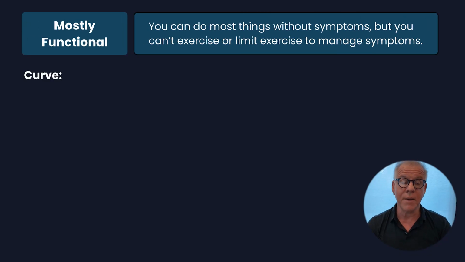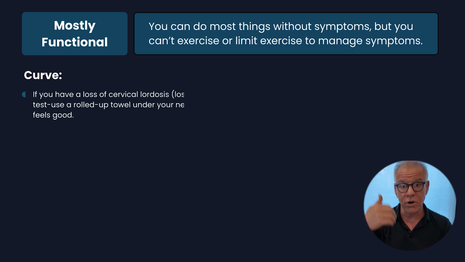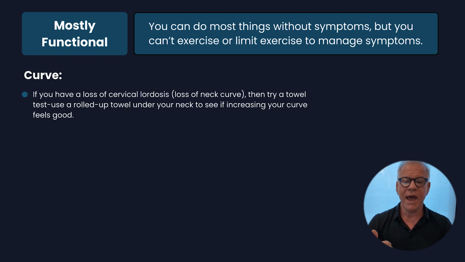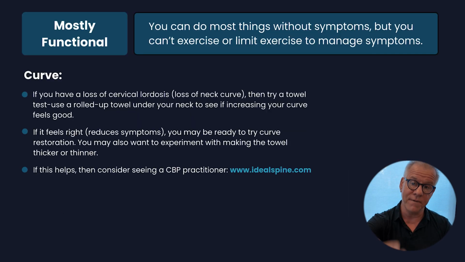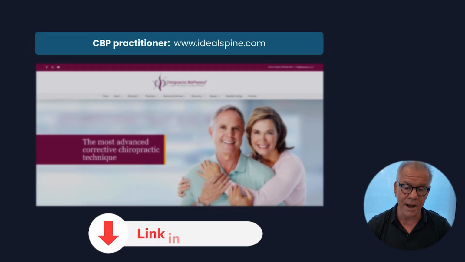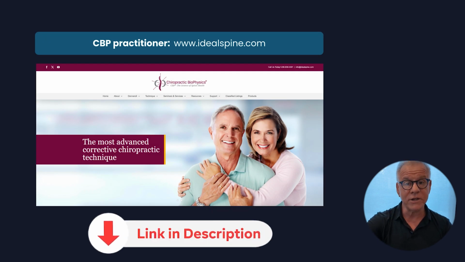Now curve is a big problem in many CCI patients, neck curve, or what we call lordosis. And to see if you're ready for this, we use this towel test. So that is just take a little hand towel, roll it up, put it behind your neck, and lie face up on it to try to force a little neck curve in there. Now, if that feels good, then you can go to the next step and get a CBP provider like those that you can find at idealspine.com. Those are providers who use specialized traction to try to pull a neck curve back in.